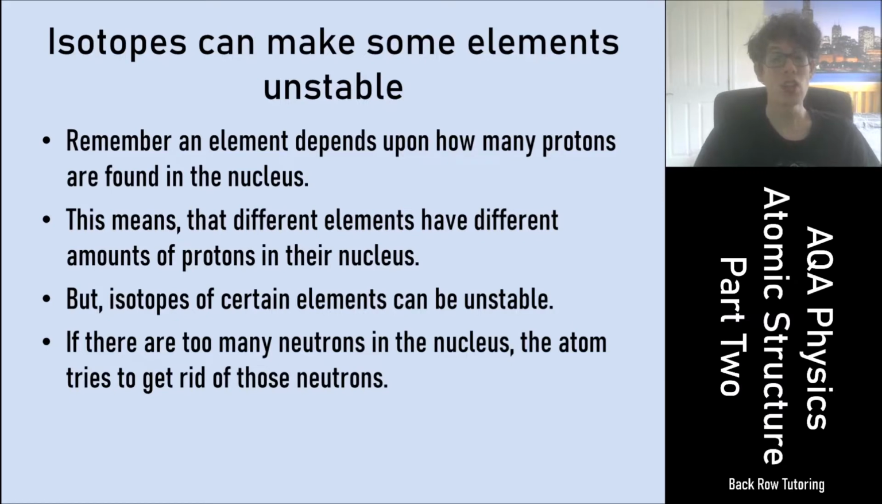If there are too many neutrons in the nucleus, the atom tries to get rid of those neutrons. Too many neutrons in the nucleus means the atom is unstable. You don't need to know why, you just need to know that it is. So if you have an atom with too many neutrons, then the atom wants to get rid of those neutrons and it wants to become more stable.